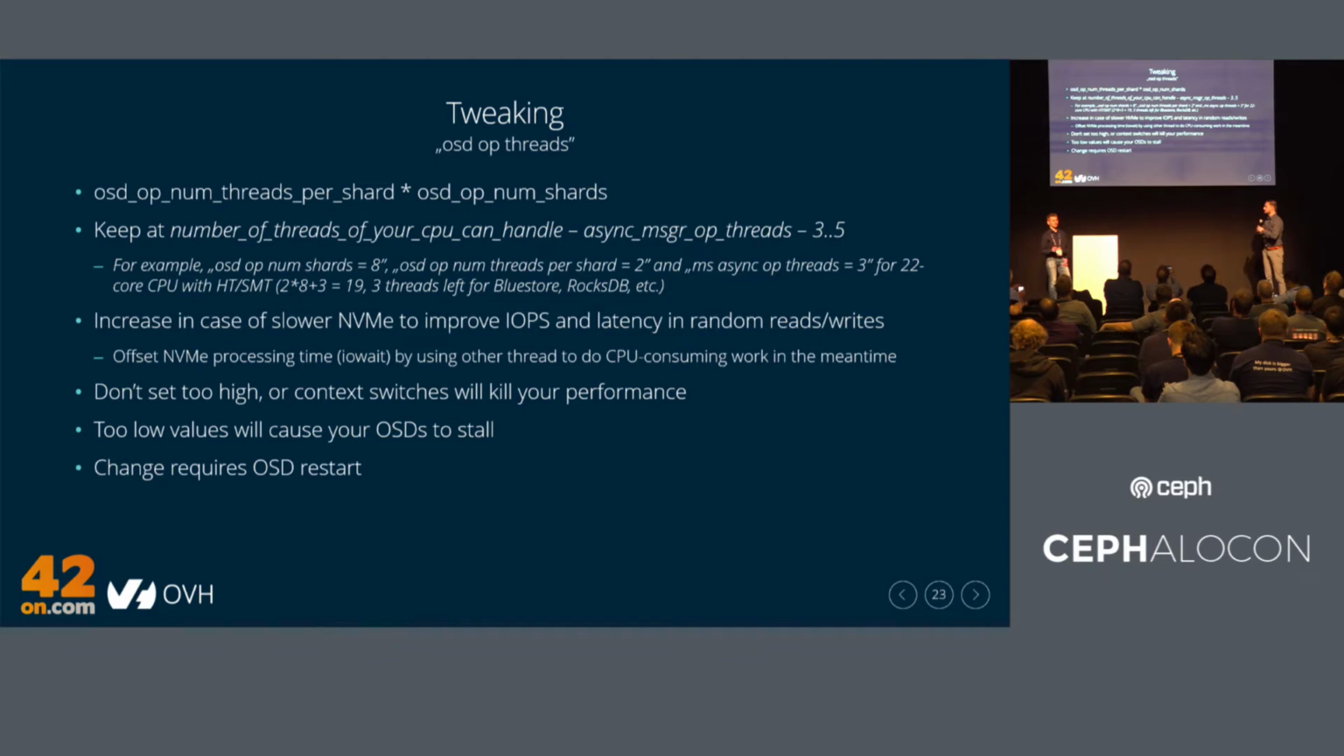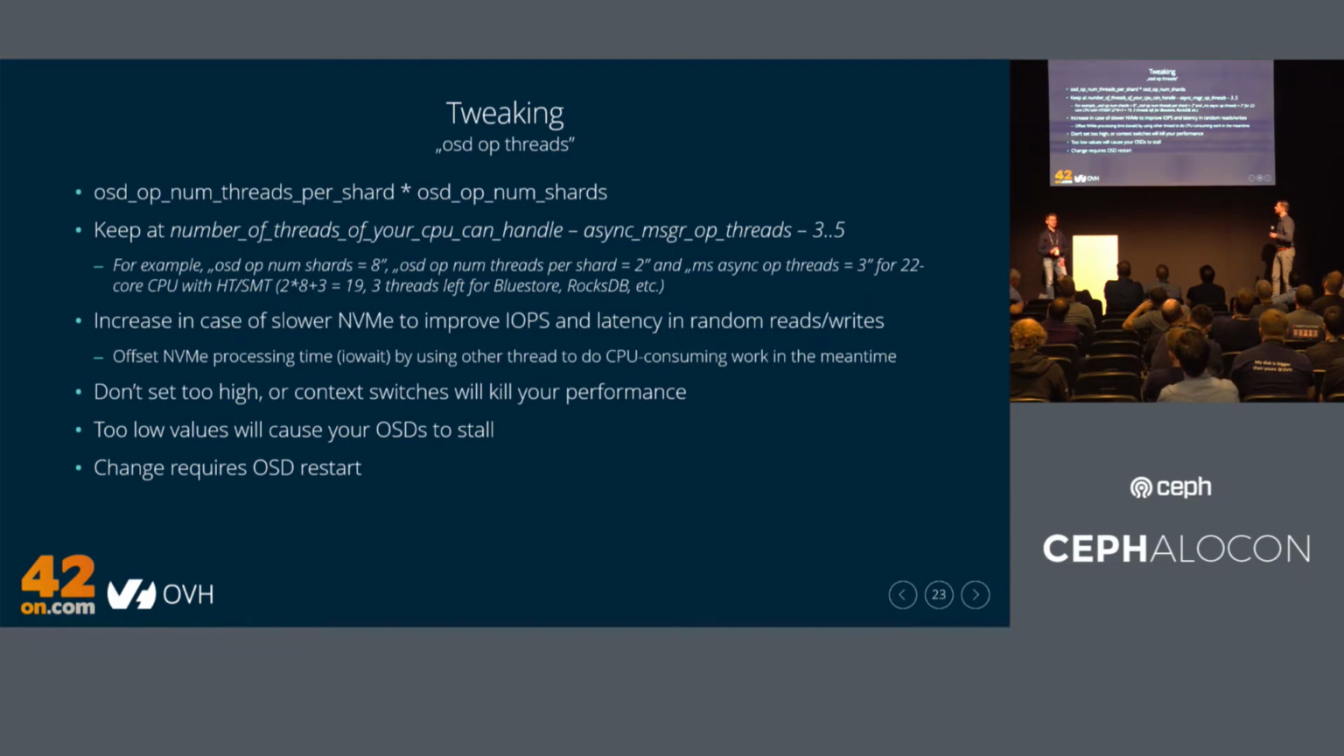I'm going to go over this quickly, but the general idea is that you should use the correct number of OSD op threads, and it depends on the CPU you are using, actually the number of cores you have. If you have more cores, you can use more OSD op threads. If you have fewer cores, you should use fewer threads, because if you use too many OSD op threads, the context switching will kill performance.